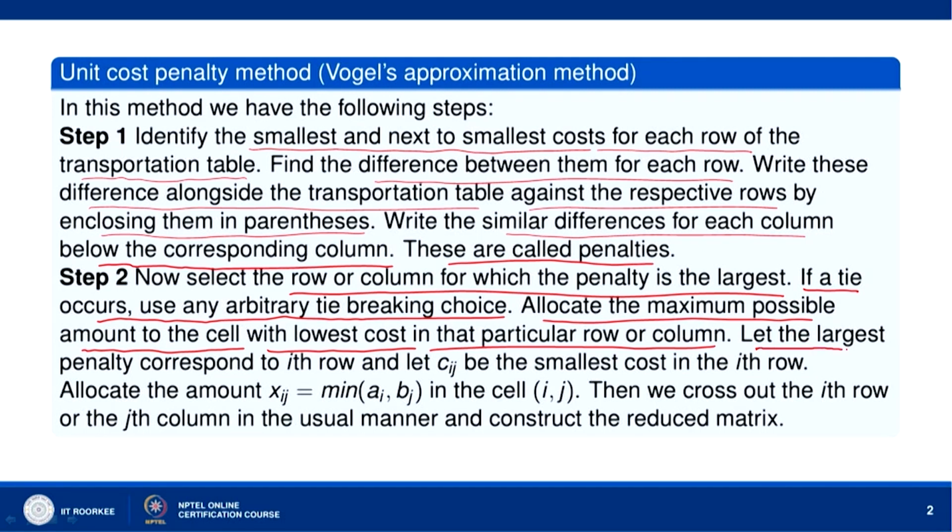So, let the largest penalty correspond to the ith row, and Cij be the smallest cost in the ith row. Then we allocate the amount Xij, which is the minimum of Ai and Bj, in the cell ij. Then we cross out the ith row, or if the maximum penalty occurs in the jth column, then we cross out the jth column in the usual manner, and construct the reduced matrix.